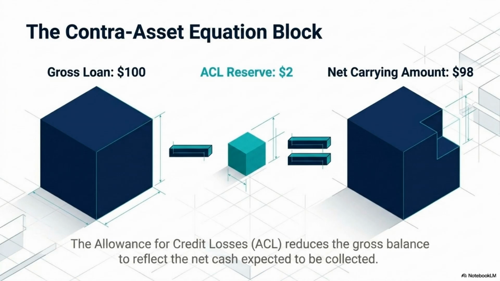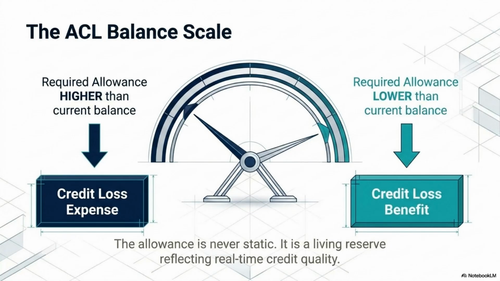The ACL is a contra-asset, meaning it reduces the gross balance rather than standing alone as a separate liability. Its purpose is to present the receivable at its expected net realizable value, not at the full face amount the borrower legally owes. The allowance is not a one-time calculation. Every reporting period, the company recalculates the required balance and compares it to what is already on the books.